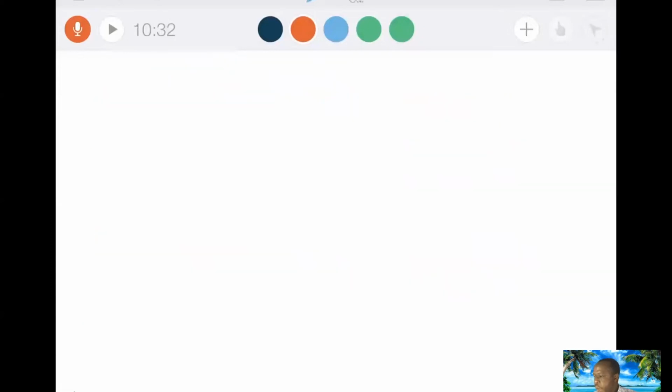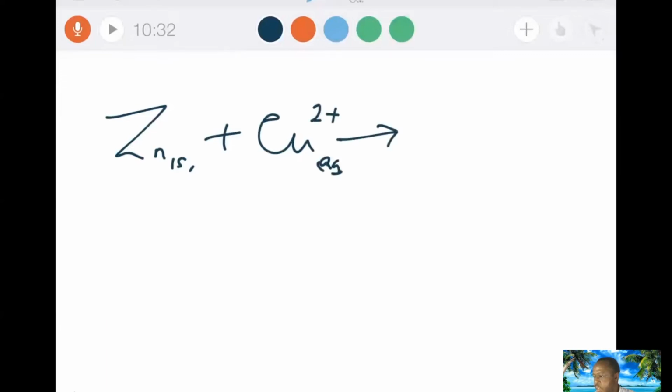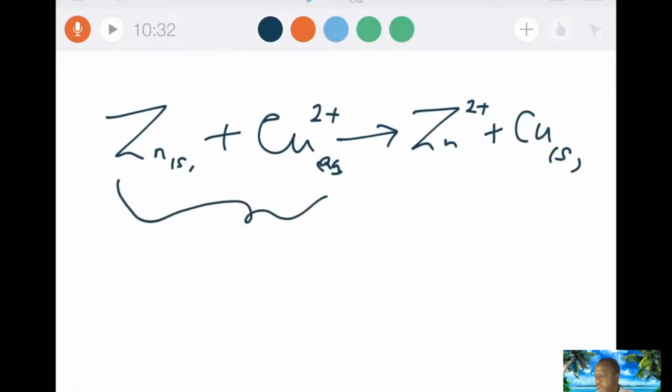Now, we can write a net balanced equation. This is what you'll be using in the lab, a galvanic cell, where zinc solid reacts with Cu2+ aqueous, going to Zn2+ plus Cu solid. We consider this side as reagents, and of course, here are the products.